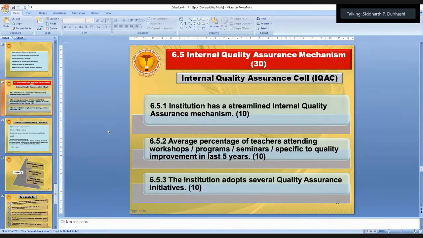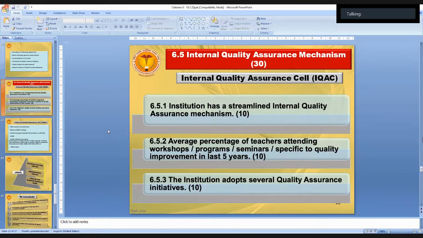Yes, this is the most important thing when any institution is going for accreditation, and that is the internal quality assurance cell. So all of you will be establishing an internal quality assurance cell. So the question is, the institution has a streamlined internal quality assurance mechanism. Now, what is this IQAC cell?